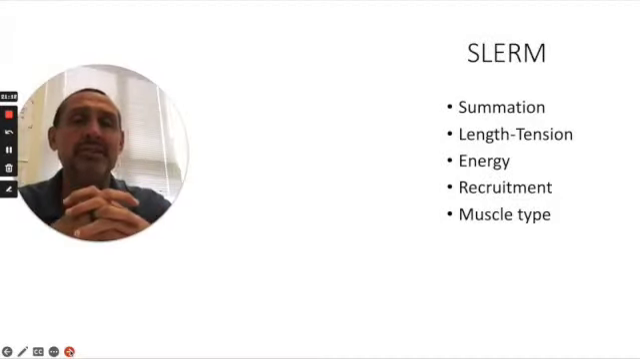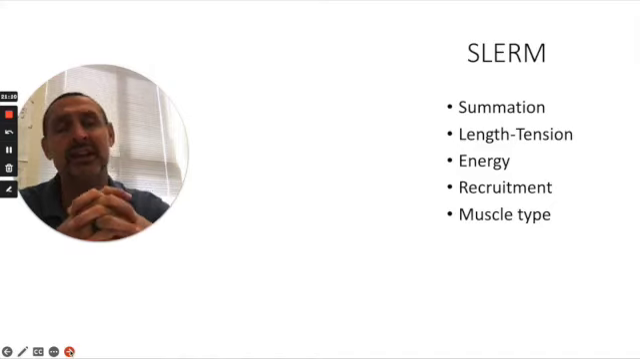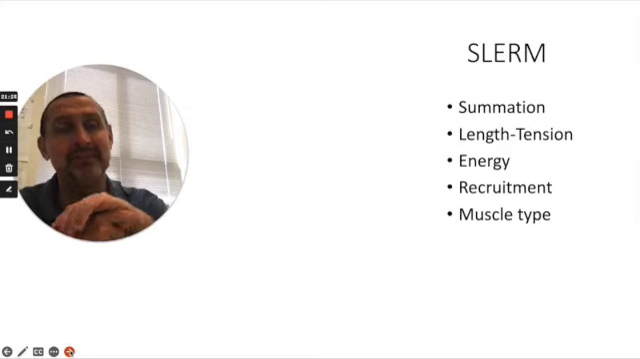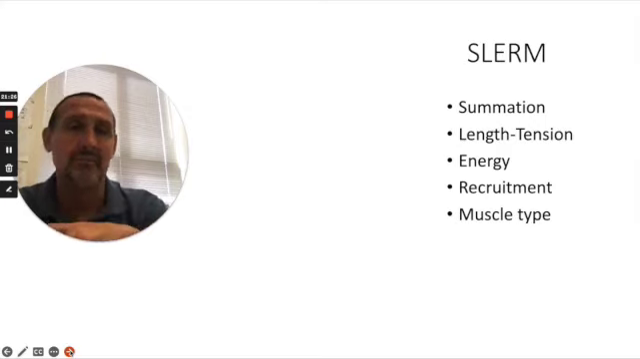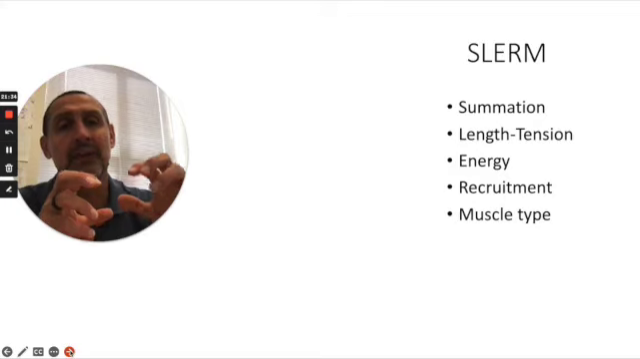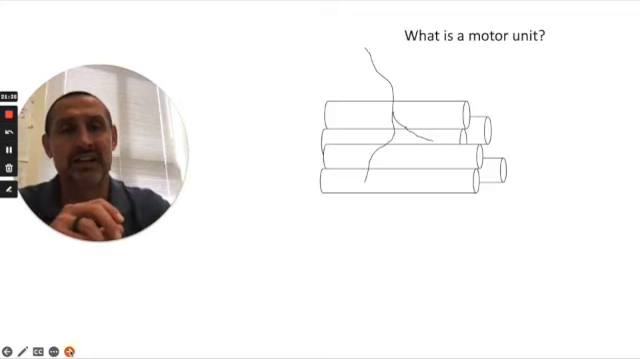Here are some of the major factors related to muscle contraction. Think of the acronym SLRM. Now, I know that doesn't spell anything, and if you can make it spell something, that'd be great. But SLRM: summation, length tension, energy, recruitment, muscle type, all factors that go into muscle contraction.